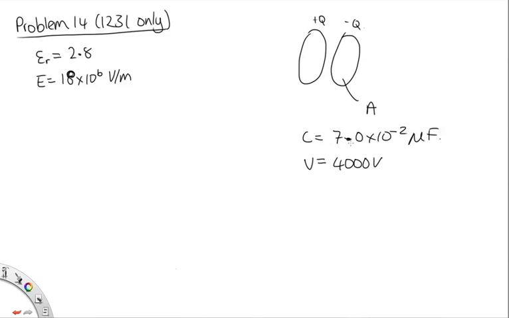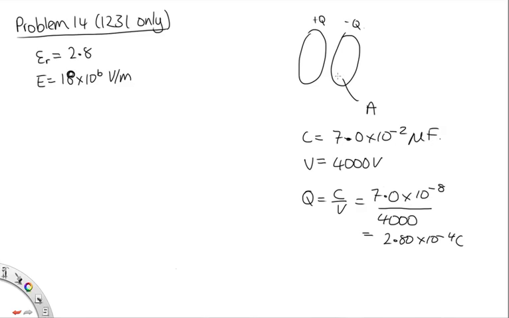So we know the capacitance when the voltage is 4,000 volts. So we can use this to work out the charge. Q is equal to C times V. So that's equal to 7.0 times 10 to the minus 2, now this is micro, so that's times 10 to the minus 6, so that's times 10 to the minus 8, times 4,000. So solving this on the calculator, we end up with 2.80 times 10 to the minus 4 coulombs is our charge on each of the plates.